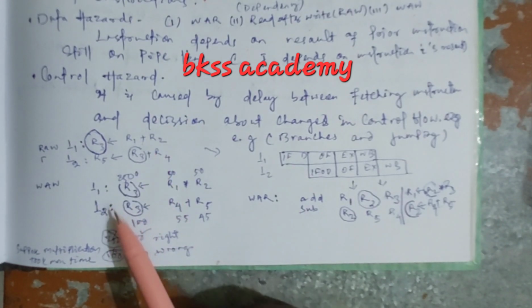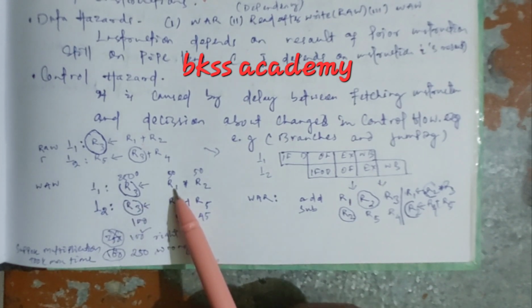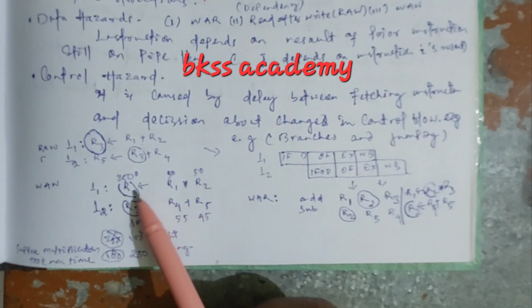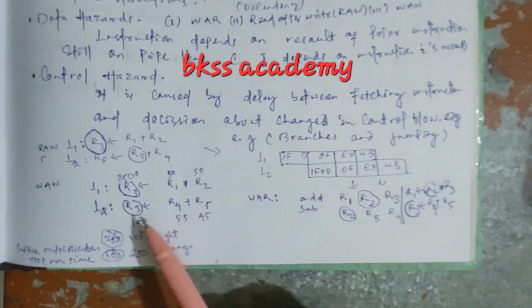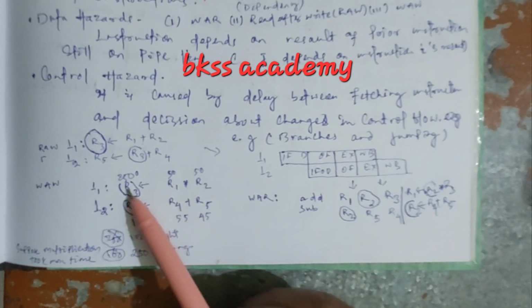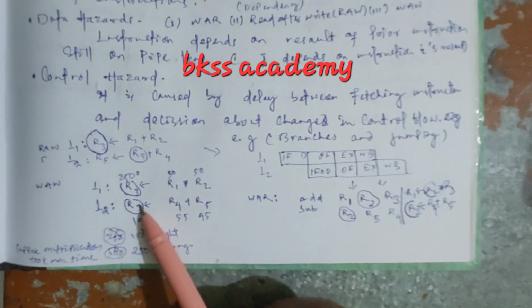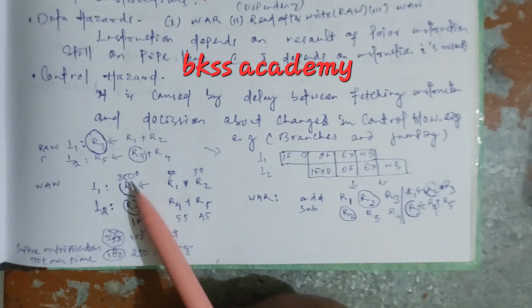Similarly, write after write. Suppose R1 into R2 will be stored in R3, and R4 plus R5 will be stored in R3. It will be written in R3, and after that it will be written in R3 again. This is write after write.